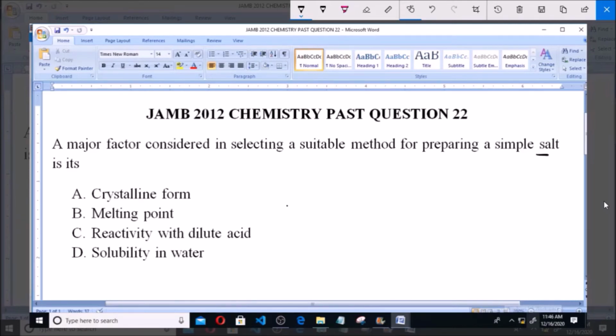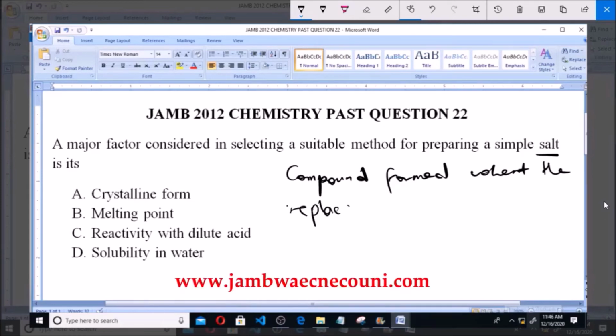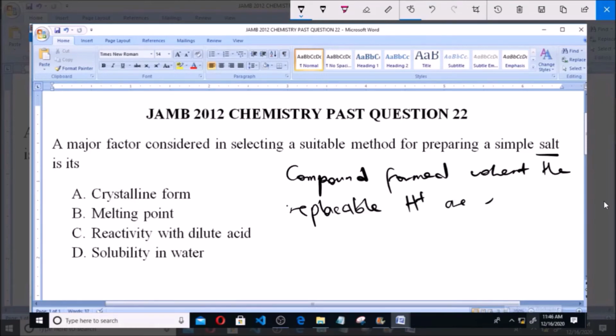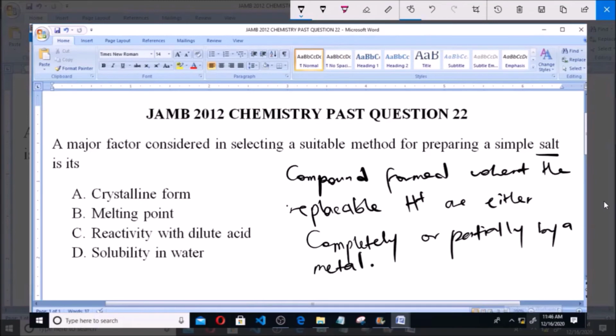Now, a salt simply refers to a compound formed when the replaceable hydrogen ions of an acid are either completely or partially replaced by a metal. So we can see salt is formed when a metal replaces the hydrogen ion of an acid.